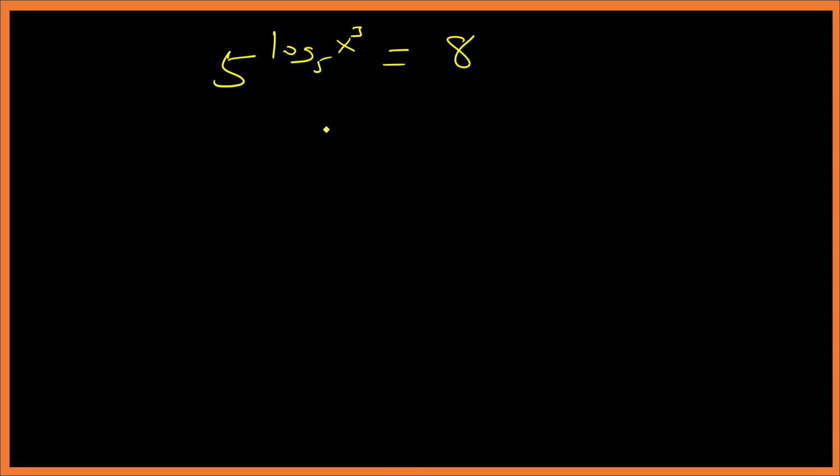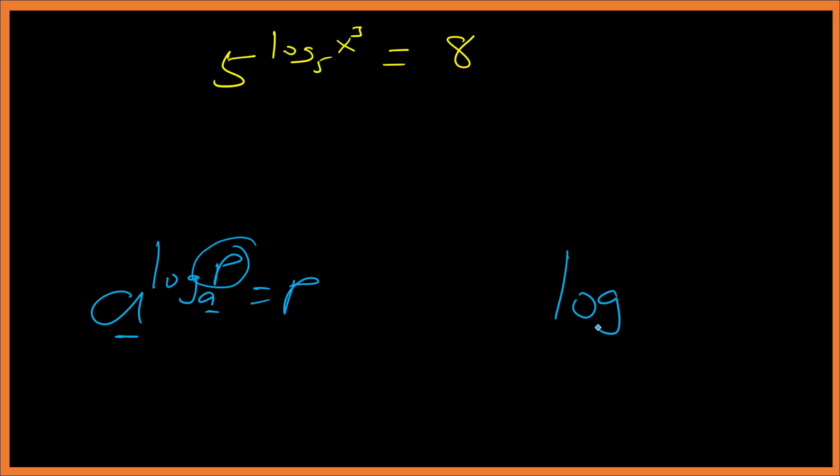Right, so we are given 5 raised to log x cubed to base 5. Now let's understand this property. Anytime you're given an exponent log p to base a, so we have a raising log to the same base, the answer becomes p. So when you're given x raising log 4 to base x, the answer is 4. So this one is clear.